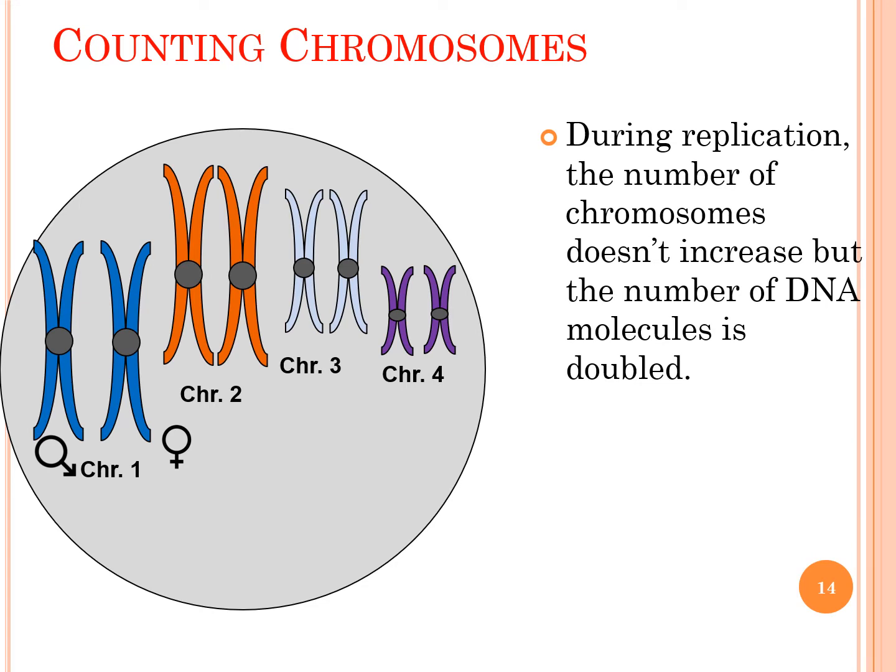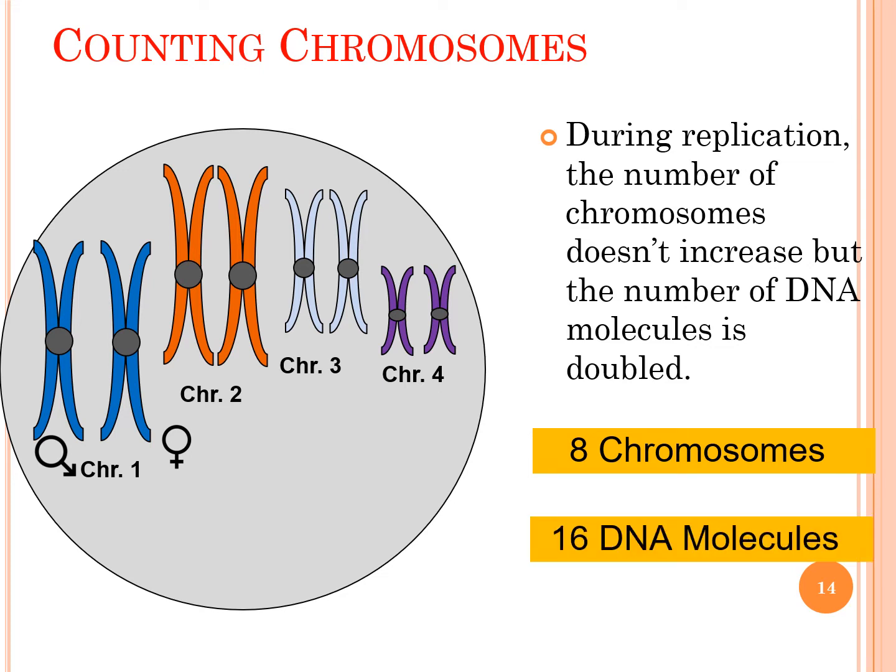Now, when we do DNA replication, we double the number of DNA molecules, but we don't double the number of chromosomes. So seeing here, in our classic X structure that we associate with chromosomes, we see that we still have 8 chromosomes. Count the centromeres. 1, 2, 3, 4, 5, 6, 7, 8. But look, the number of chromatids has doubled. So we don't double the number of chromosomes, we double the number of chromatids.